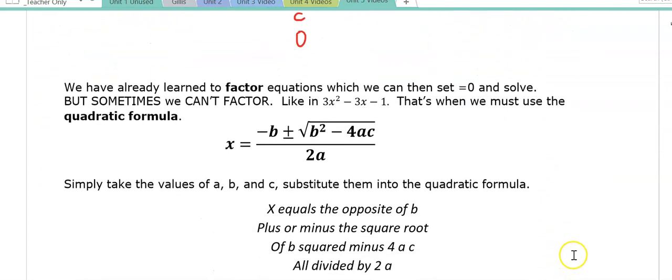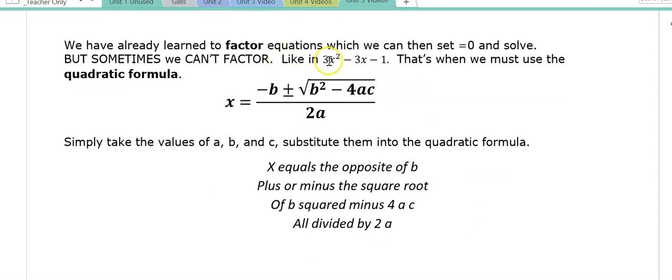Not sure which ones we're going to do, but sometimes, okay, we've already learned to factor, and that's where what multiplies to give you C but combines to give you B. But sometimes we can't factor, like in this example right here. And that's when we have to use the quadratic formula. And if you guys recall, we had a few in our warm-up even that were not factorable. They just didn't work in any way. So what we're going to do is we are going to use this formula in order to fill it in. And the beauty of this formula is it works for everything. Any equation you have, it works for, okay? So definitely use it to your advantage.